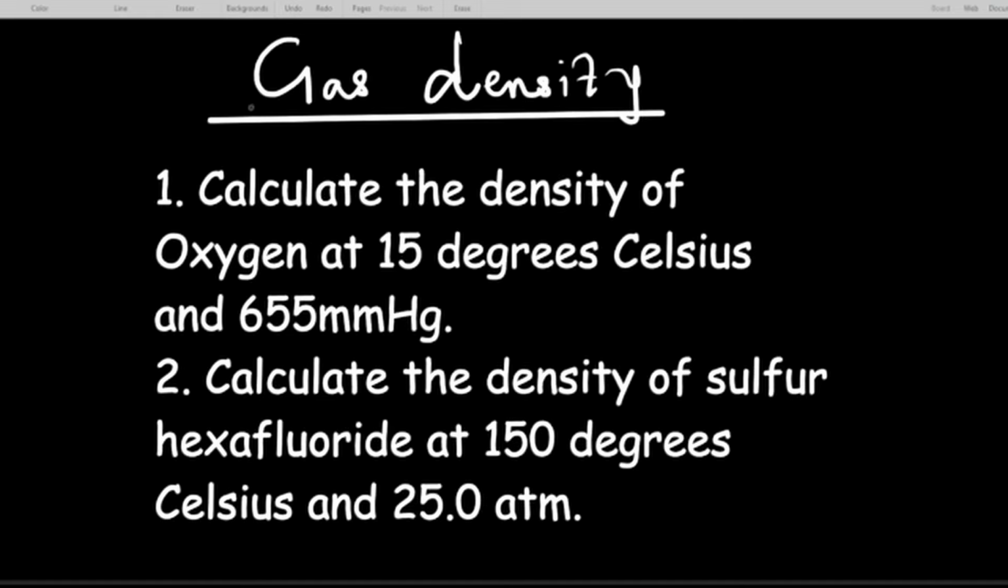Today we're going to talk about gas density and I'm going to show you two things in this video. The first one is how to derive the formula for calculating the density of a gas, and secondly I'm going to show you how to solve these two problems right on your screen. Now let's dive right into it.